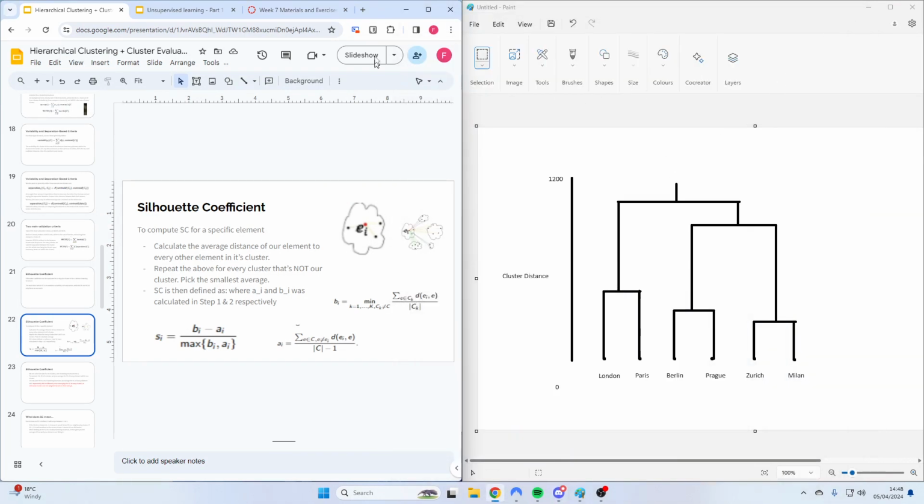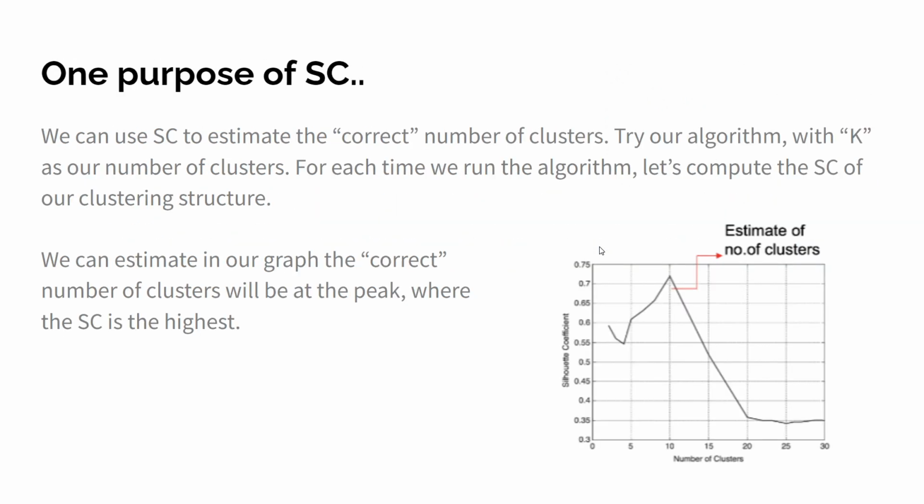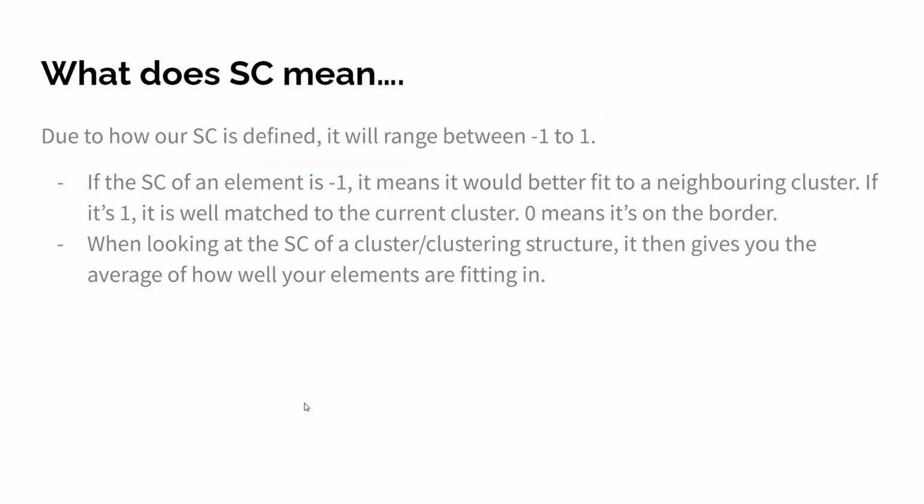What we're doing here works kind of similar to sigma notation. We're iterating 1 to K, and this is lowercase k, so we're going 1, 2, 3, 4 all the way up to K, ignoring our current one. Okay, so that's how we calculate SC, and what it's telling us is how well this element fits in its cluster, or if it would be better suited in a neighbouring cluster.